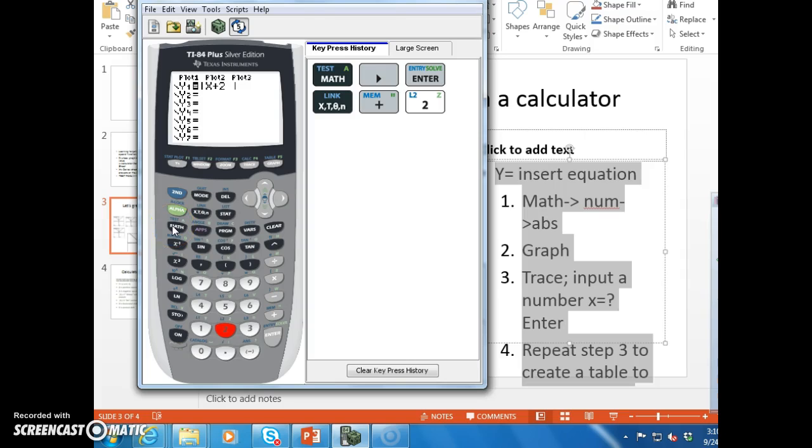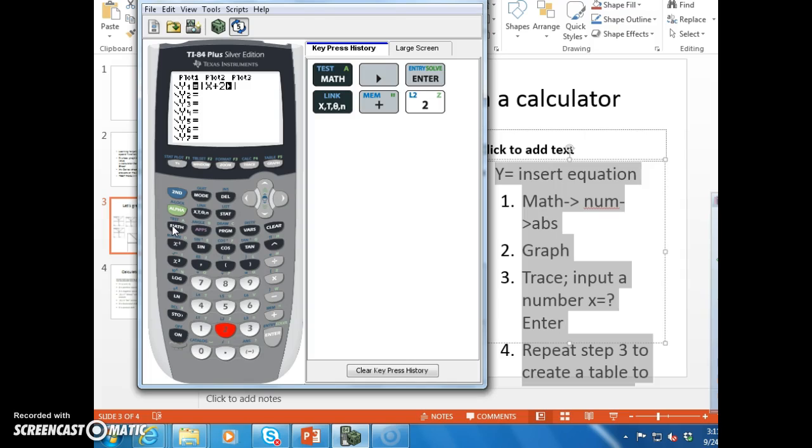What's the shape of our graph? A V. Does it move up, down, left, or right? Which way? It's going to move left. Remember, the one inside is a lighter. So it's going to move to the left too.